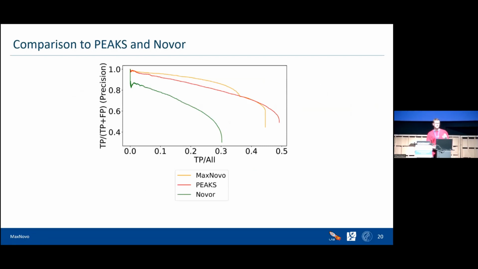We then compared different algorithms in performance. While Novor performs overall poorly, the other two algorithms have similar performance and actually equal area on the precision coverage curve. The difference is that MaxNovo outperforms PEAKS in the high specificity range, and the reverse picture is in the low specificity range, as you see here.